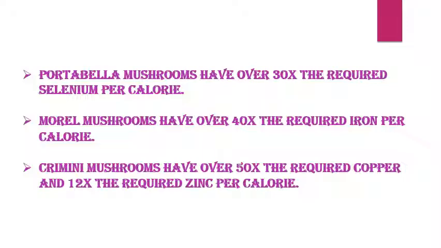Here you can see Portabella mushrooms have over 30 times the required selenium per calorie. Morel mushrooms have over 40 times the required iron per calorie. Crimini mushrooms have over 50 times the required copper and 12 times the required zinc.